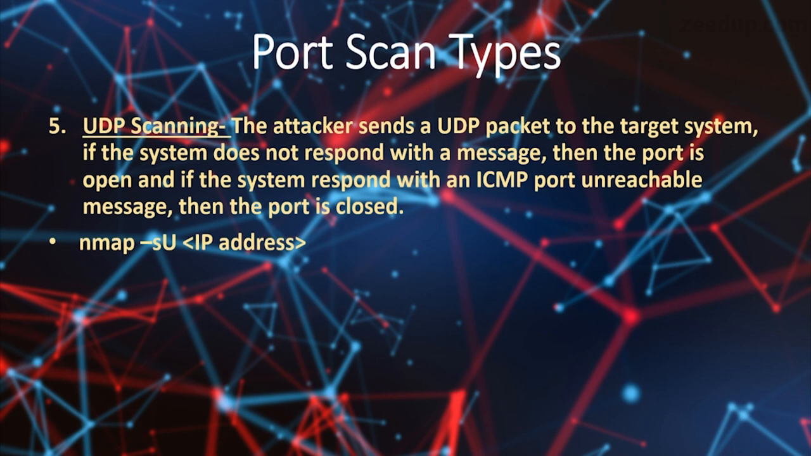The previous four were for TCP, and this one is for UDP. The attacker sends a UDP packet toward the target system. If that system does not respond with a message, then the port is open, and if the system responds with an ICMP port unreachable message, then the port is closed. It is as simple as that, and we will use the -sU flag to perform UDP scanning. Don't worry, we will see all these practicals in the next videos.